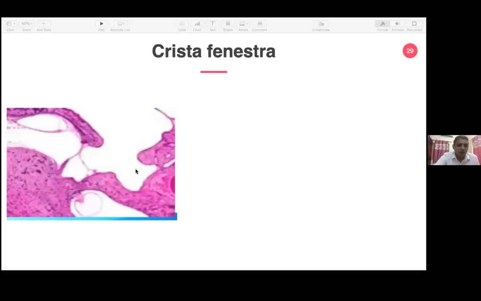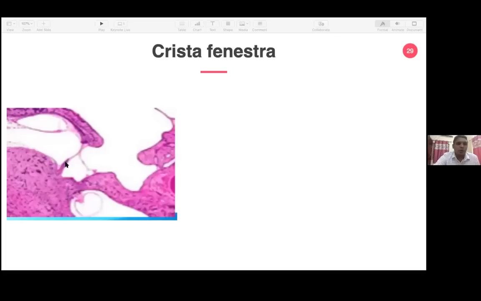Suppose one tries to go like this and the electrode hits this crista fenestra. It tends to get deflected like this and will hit the osseous spiral lamina and go into the other scala, that is the scala vestibuli, which is not an ideal situation and is not desired in a cochlear implantation. So if this crest is very prominent, you have to take out this crista to gain access easily into the scala tympani of the basal turn for your electrode to enter.